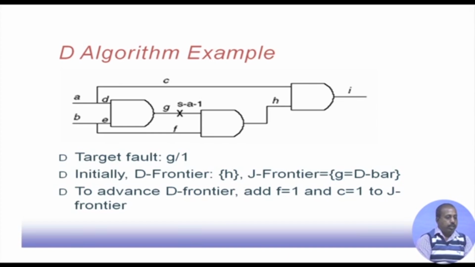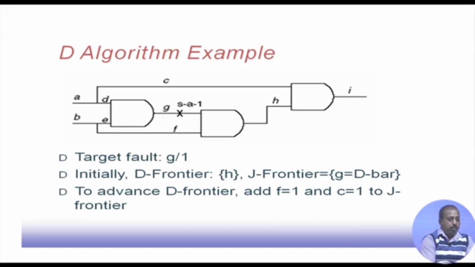Now, let us try out another circuit, where in this case we are trying to find G stuck at 1. Initially, the D frontier contains H because this gate has D as input and the output of H is X. So, the D frontier is H, and the J frontier has this gate, so the J frontier will have G equal to D bar. This gate has to be justified.